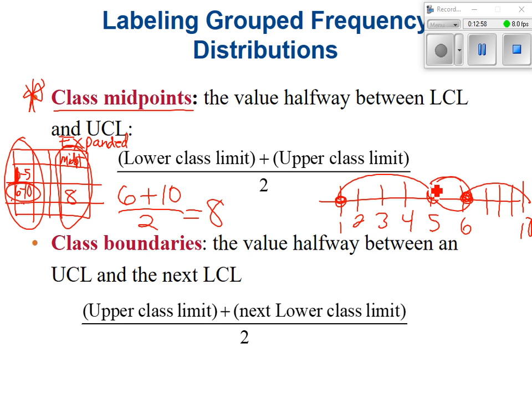So a lot of times with class boundaries, we want to include this. So what we do is we come down a half, or we go up a half, and we include all those numbers so that everything gets included. All you do to find that is upper class limit plus the next lower class limit divided by 2. We're actually going to learn a different way to do that later on in this lesson to make it a little easier, but that's class boundaries.